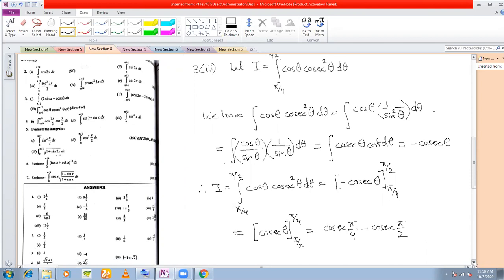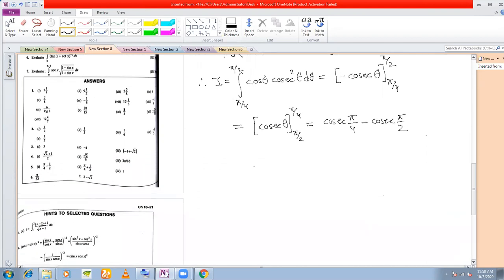And what are the values of cosec pi by 4 and cosec pi by 2? Write it in terms of sine: 1 by sine pi by 4 minus 1 by sine pi by 2. Now sine pi by 4 is 1 by root 2, so this is 1 by 1 by root 2, and sine pi by 2 is 1. This is simply root 2 minus 1. So this is your answer.